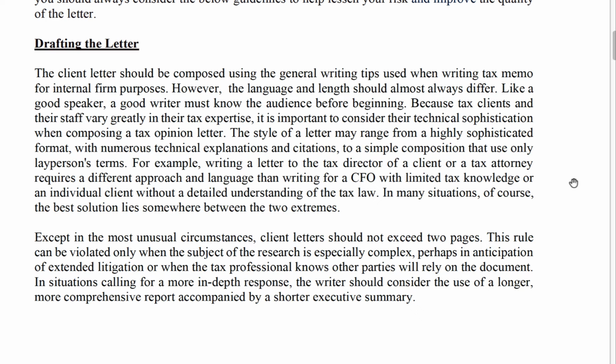So the client letter should be composed using the general writing tips used when writing a tax memo for internal firm purposes. So again, all those materials and videos that you should have gone through already, all those skills are still necessary for this client memo. They don't go out the door. Now there's going to be some differentiation here, big differentiation: the length, the style of writing, those things. And I'm going to help you. We're going to write it together.